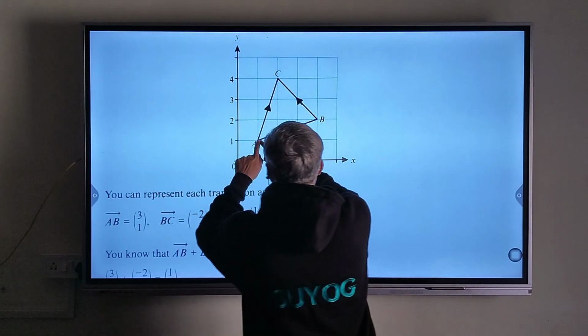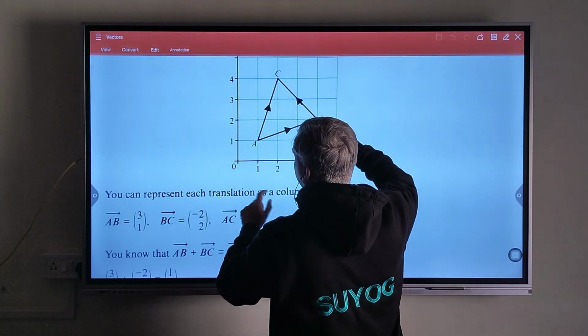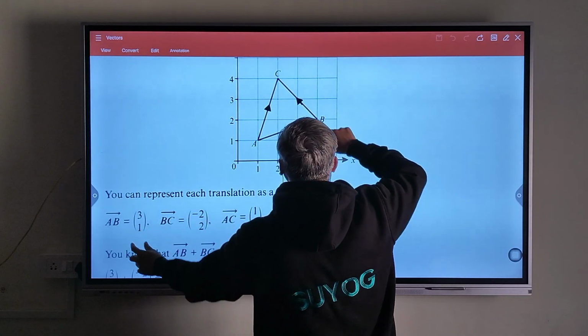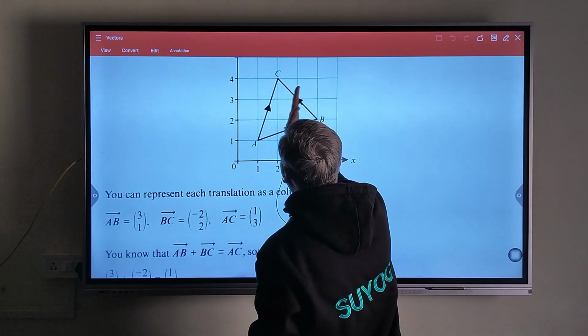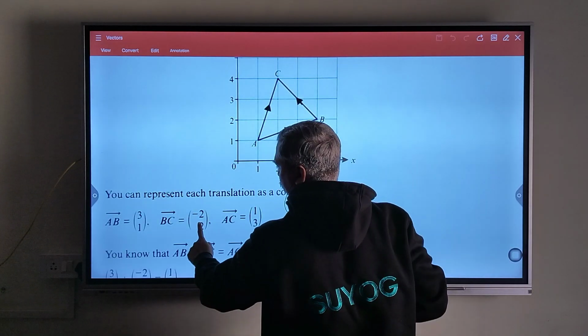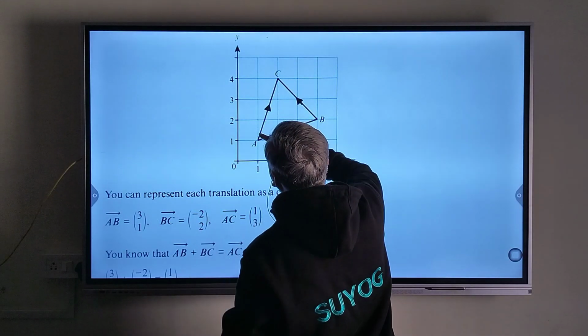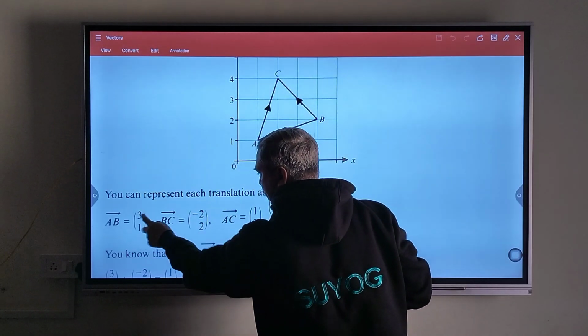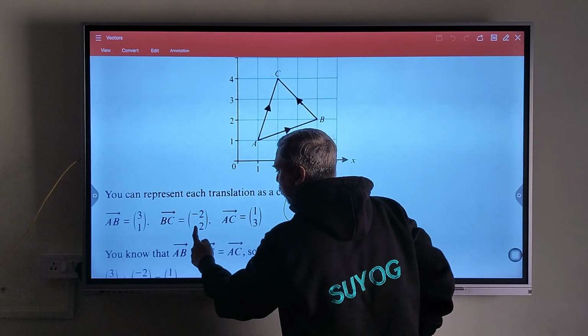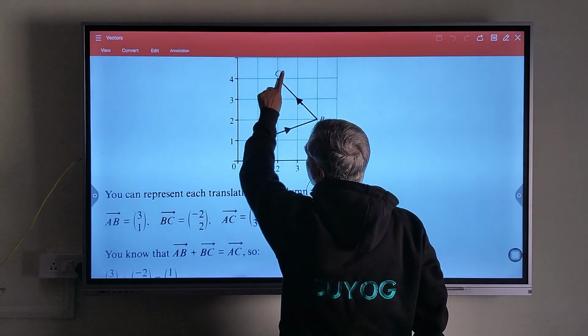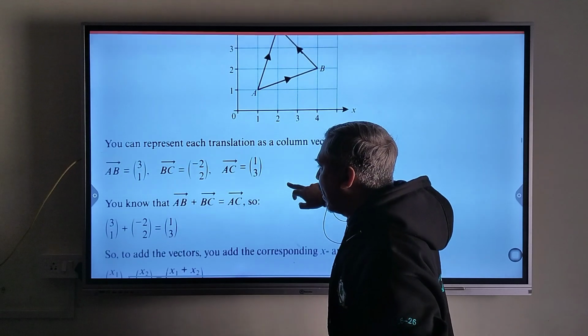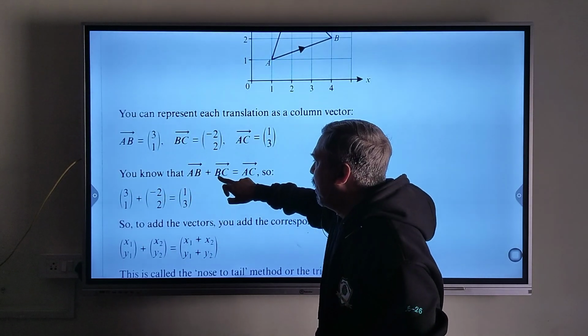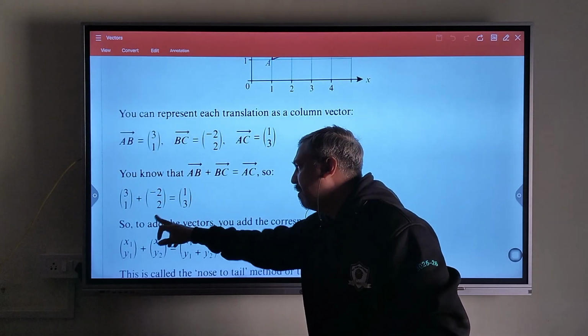We can see AB bar is 3 and 1. BC bar is minus 2 and plus 2, and then the addition will be 1 and 3 for AC bar. You add them together, you get 3 plus minus 2, 1 minus 1 plus 2 is 3. So you get AC bar is 1 3. So AB bar plus BC bar equal to AC bar can be verified as well.